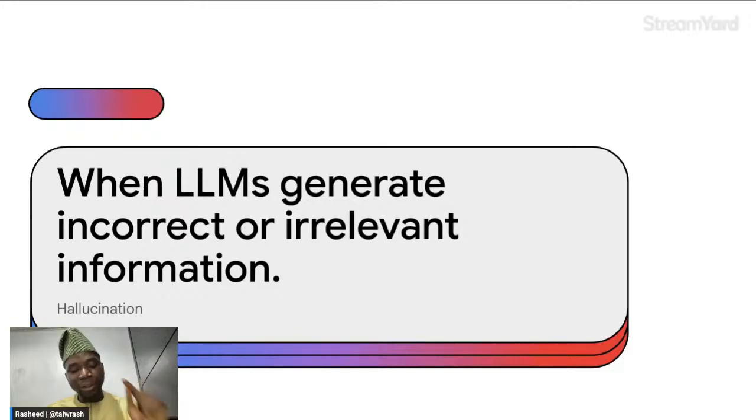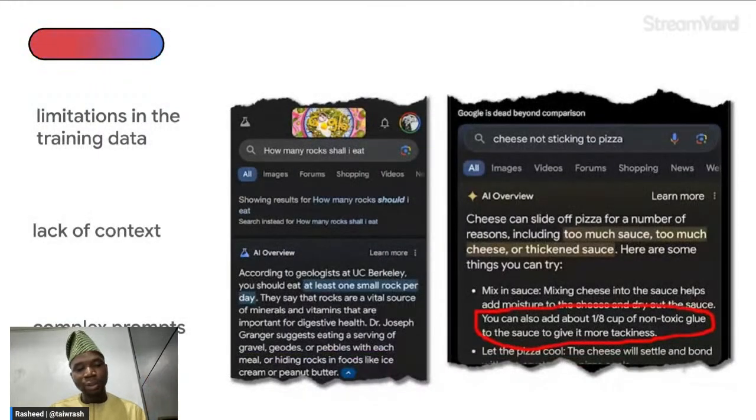Hallucination is when an LLM generates incorrect or irrelevant answers for you. That's what we refer to as hallucination. What causes hallucination? Number one thing is limitation in the training data. We all remember when Google released AI Overview on the browser, how people started posting online that this thing is giving us wrong answers. If you can read the pictures there, somebody asks how many rocks they can hit, or something like that, and it says you can hit at least one small rock per day.